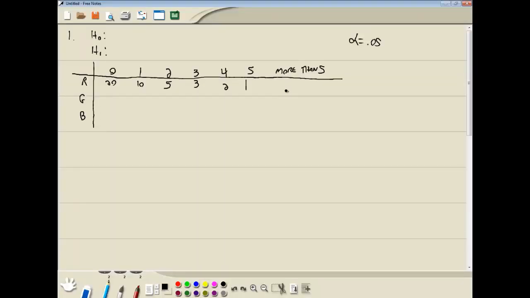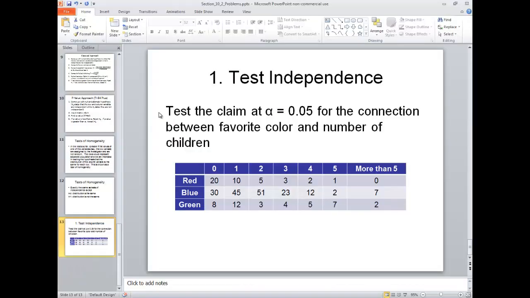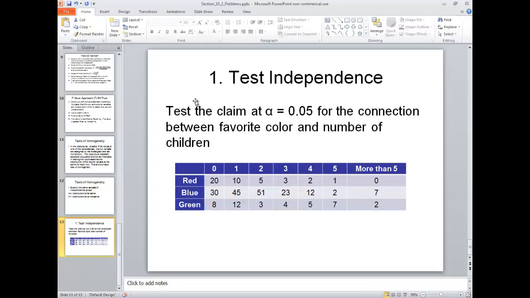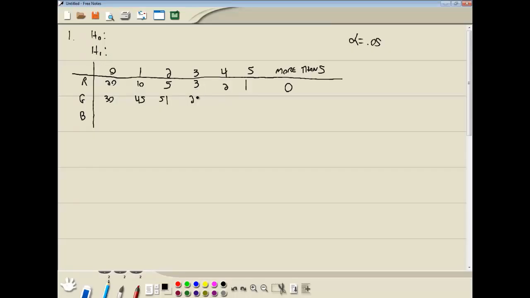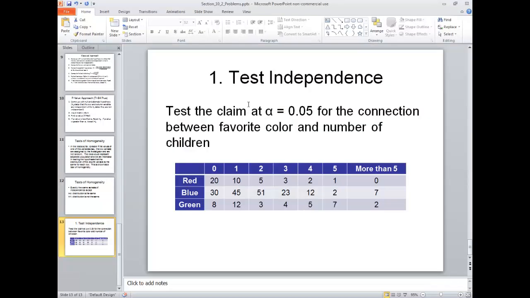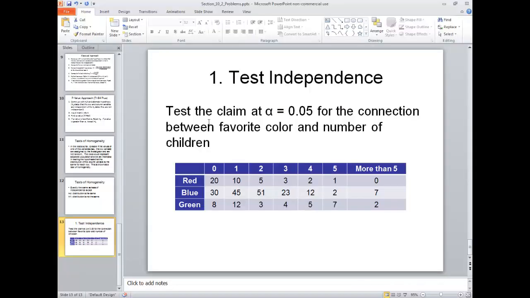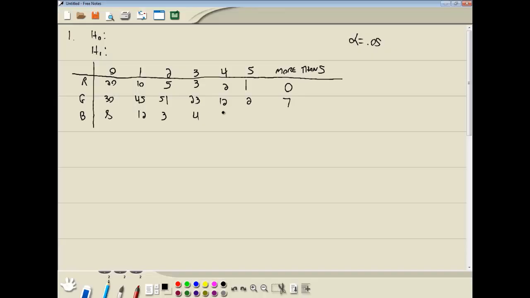0. 30, 45, 51. 23. 12, 2 and 7. 8, 12, 3. 4, 5, 7. And 2.